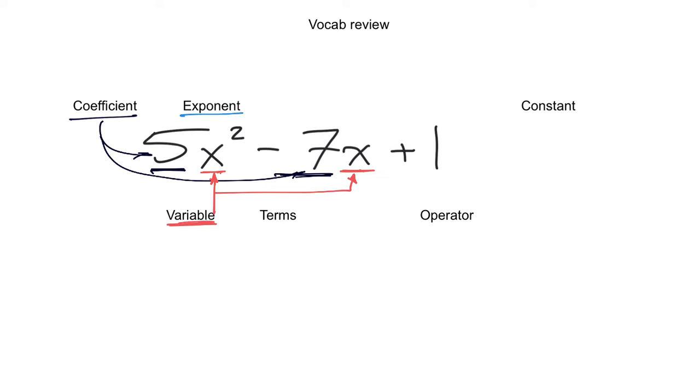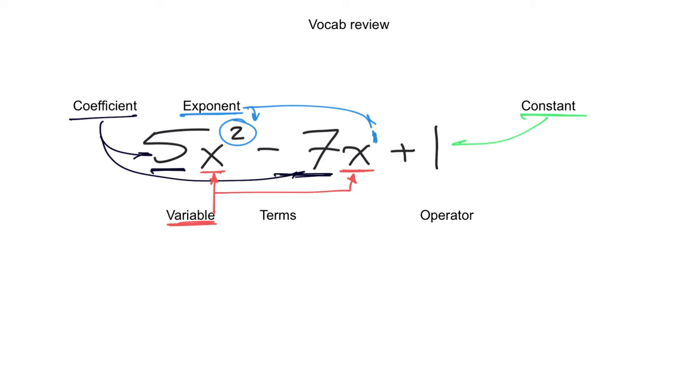Next vocab word is exponent. That's this little number above the variable. It tells us how many times we're doing repeated multiplication. And there's also a 1 here. We just don't write it. It's understood. Okay. Next word we're going to look at is constant.